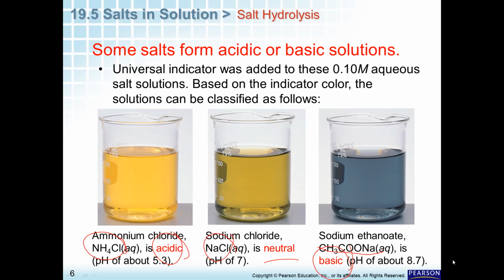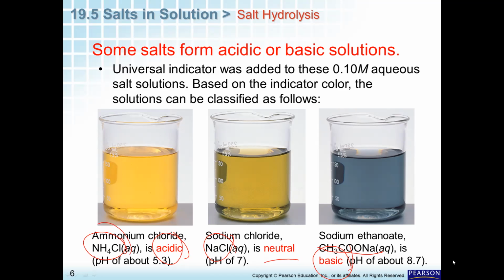Now the middle one is almost clear. Why is it neutral? Because all the acid is being consumed and all the base is being consumed, and they are producing a neutral solution. And that usually comes from a strong acid with a strong base. Sodium chloride is formed from the reaction of hydrochloric acid, which is a strong acid, along with sodium hydroxide, which is also a strong base.